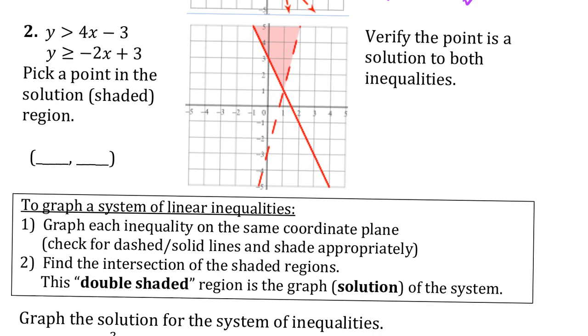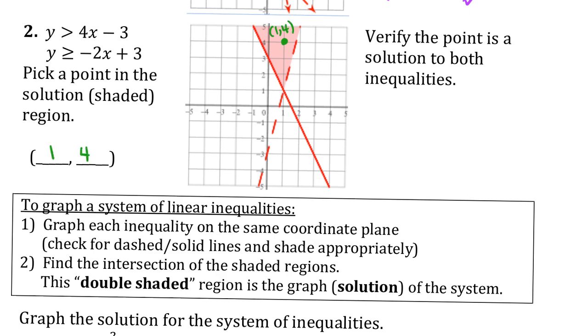This one is also already graphed for me. It says pick a point in the solution shaded region. I can pick any point up here. I cannot pick 0, 0 because it's not shaded, but I can pick anything else. So I like to pick numbers that are not too bad. So maybe if you like 0, you could do 0, 4. Maybe I'll do 1, 4. Okay, let me try 1, 4. It's in the shaded region.